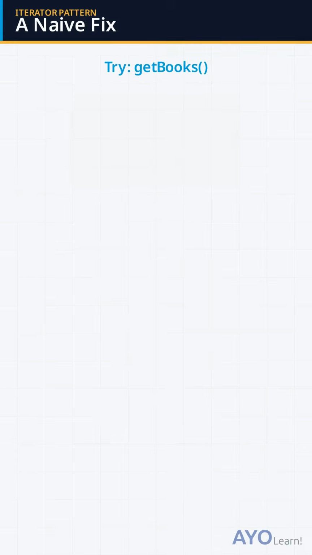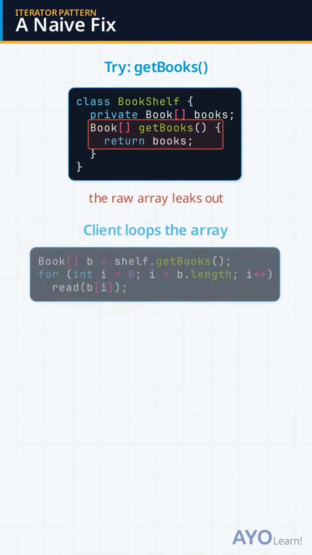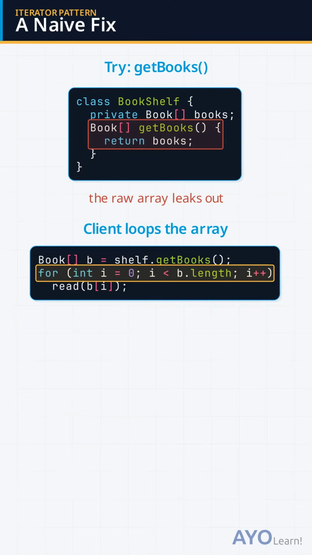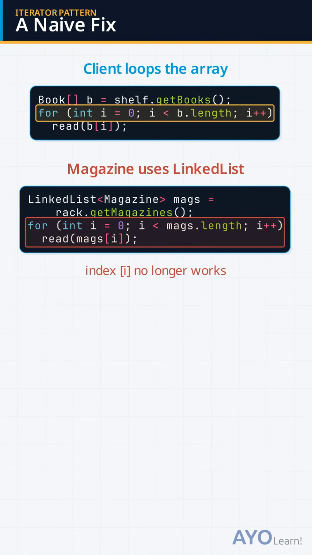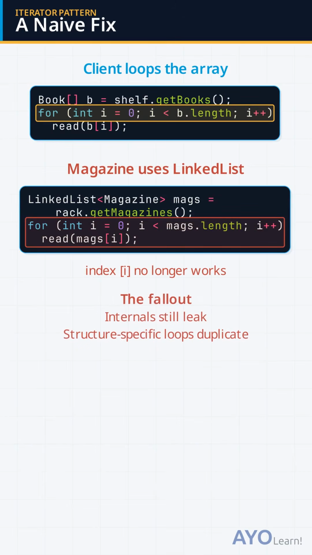Let's try decoupling with getBooks, returning a raw array the client loops over directly. But when a magazine uses a linked list, every loop breaks. Index-based traversal can't handle a chain structure. The internals leak, and structure-specific loops get duplicated everywhere.